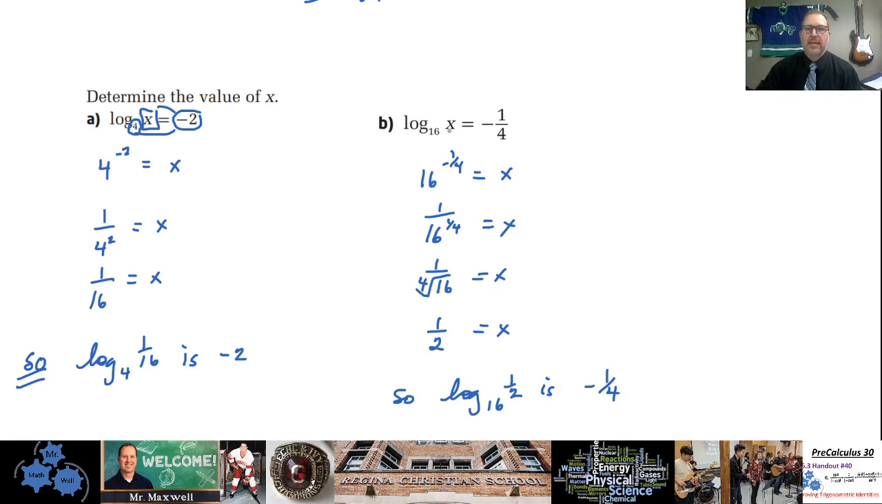Over here, again, 16 to the power of negative 1/4 equals what? Well, you evaluate that. Let's get rid of the negative, drop that down to the denominator. To the power of 1/4, same as the 4th root of 16. Okay, the 4th root of 16 is 2. So that's 2 times 2 times 2 times 2 is 16. So x here equals 1/2. So that is the log of 1/2 with a base 16 is negative 1/4.